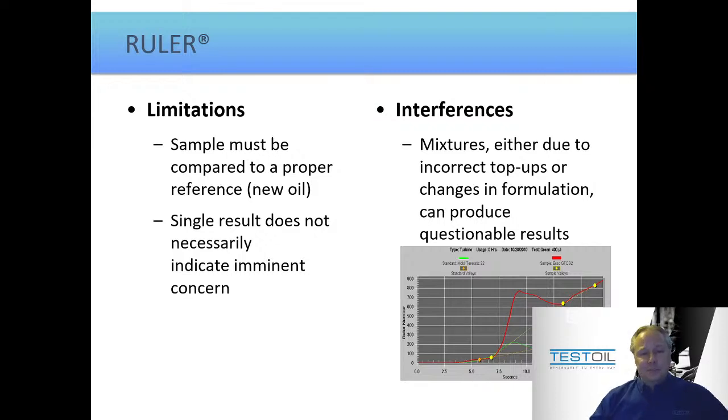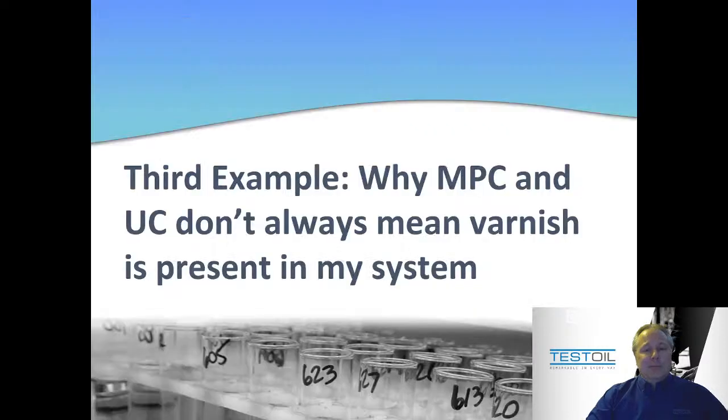Now, my last example, which is in a bit of a different direction here, isn't so much why two sets of results don't really correlate, but why they don't correlate with the expectation. And the two that I'm going to go through are MPC and UC. Membrane patch colorimetry, which some people refer to as the varnish potential test, and ultracentrifuge, which is another variation of this similar measurement.